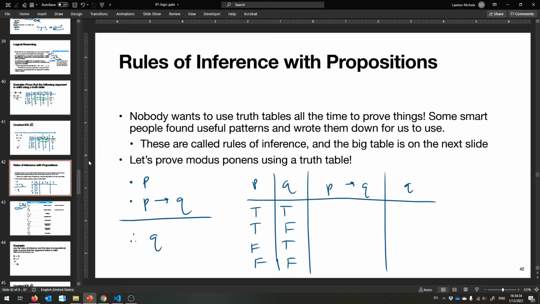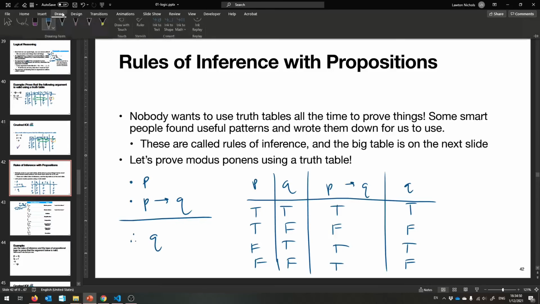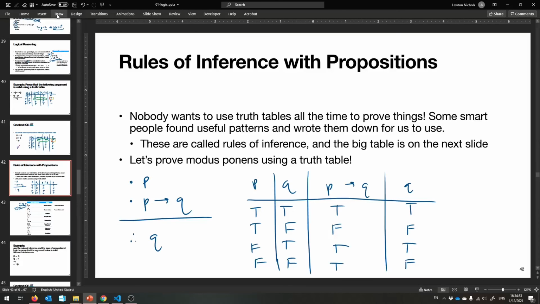Okay, P implies Q. We remember this? No, surely I don't. True, false, true, true. And then Q in these cases are true, false, true, false. So we're assuming that P is true and P implies Q is true, and we're trying to use that to prove that Q is true.